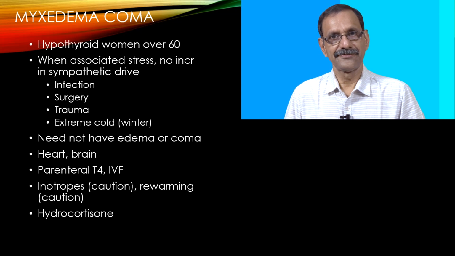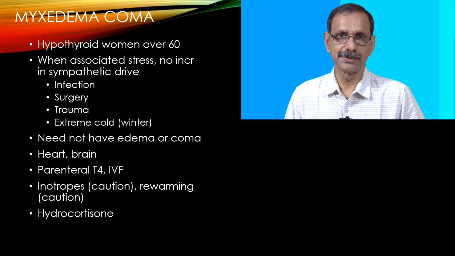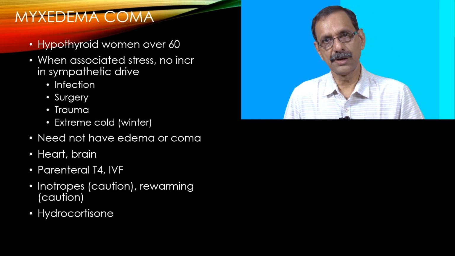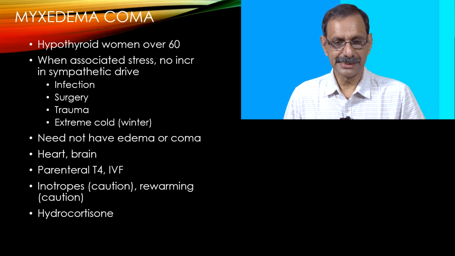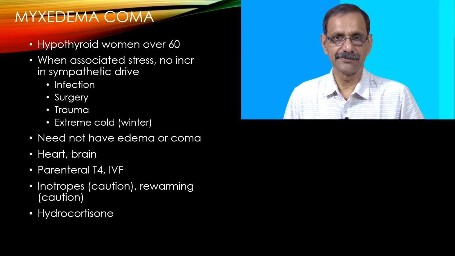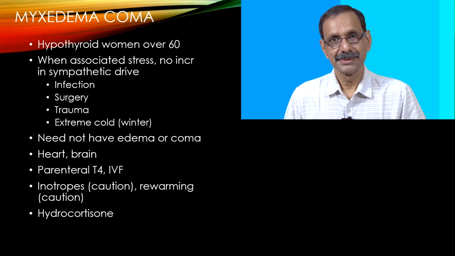Heart and brain are affected predominantly, like you have bradycardia, you have decreased cardiac output, and you may go in for hypotension, and in the brain you become cloudy in sensorium. So this is a very dangerous complication. The most important thing is support the circulation. You give a lot of IV fluid. Actually, you may require inotropes, but inotropes can produce arrhythmia.